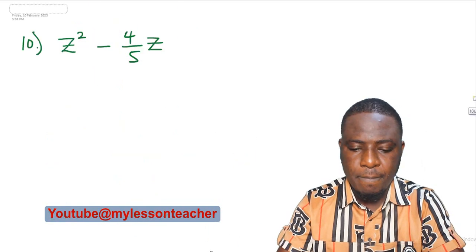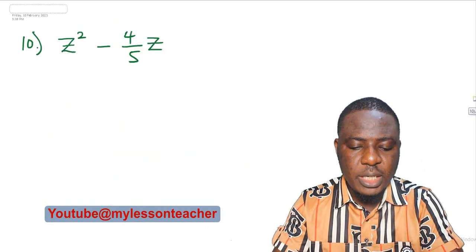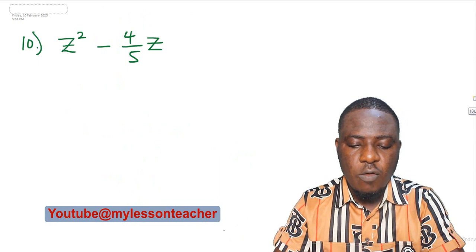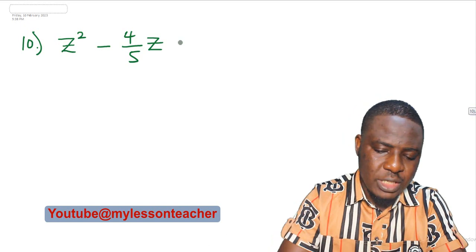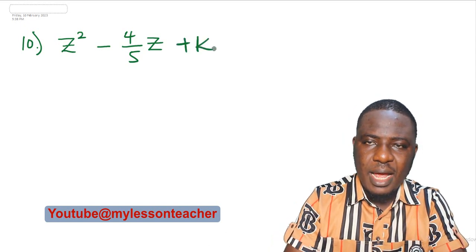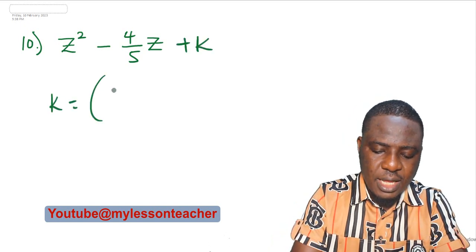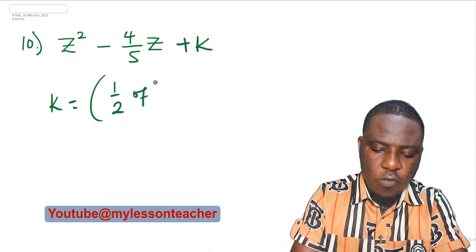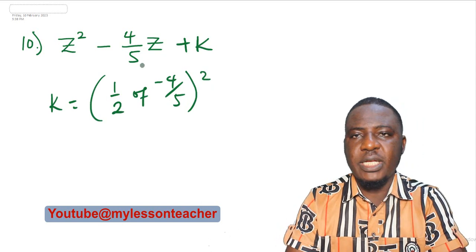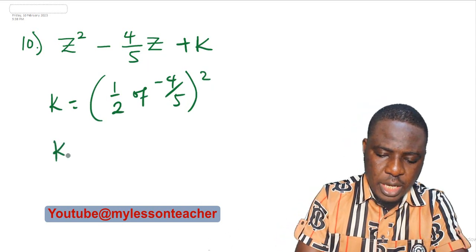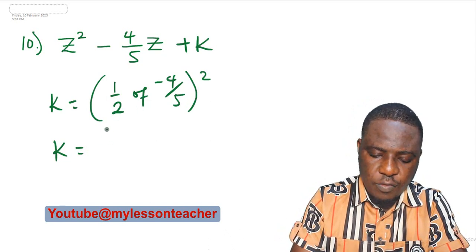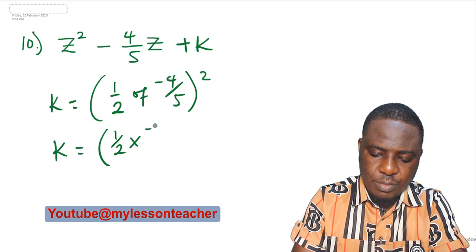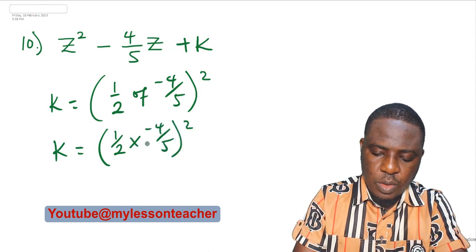Question 10. Z squared minus 4/5z. So what is that term? We say let the term be k, and k is defined as half of minus 4/5 all squared, which is half of the second term all squared. So k is equal to half of this becomes half times minus 4/5 all squared.